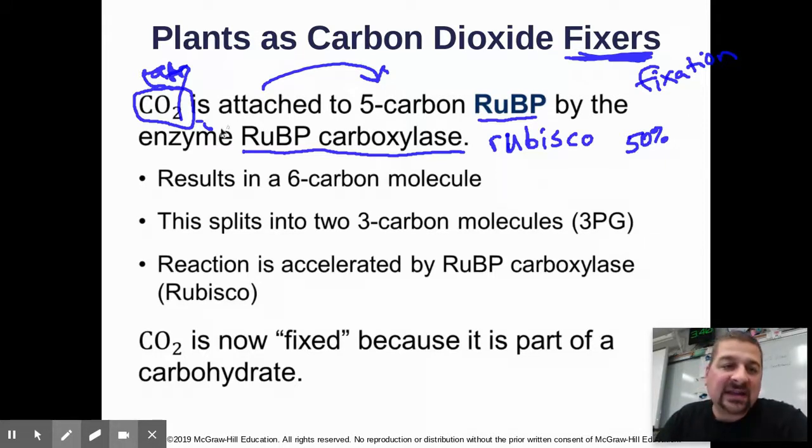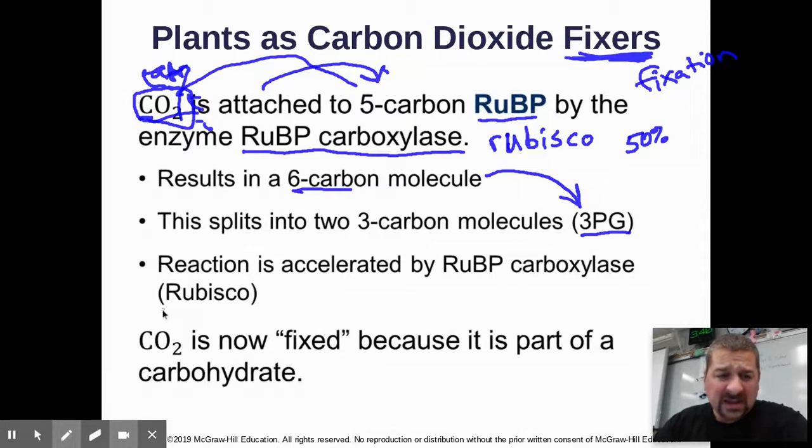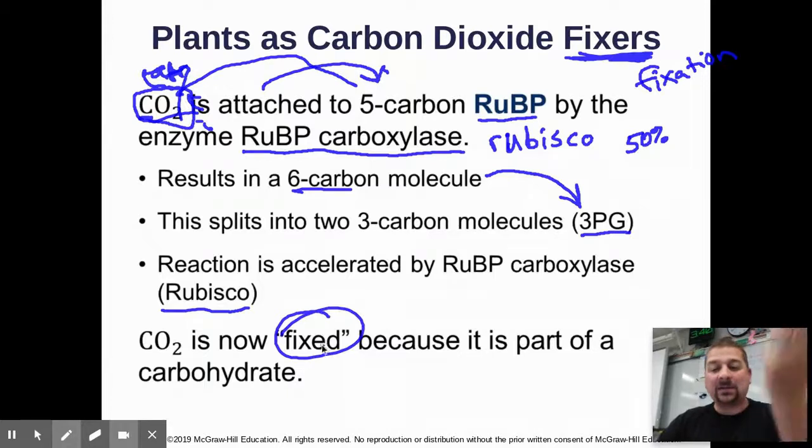So if you take a CO2, which is one carbon, and attach it to a 5-carbon, obviously you're going to get a 6-carbon molecule that immediately splits into two 3-carbon molecules called 3PG, 3-phosphoglycerate. This reaction, again, is sped up by the enzyme Rubisco, and we now say that CO2 is fixed because it's out of the air and part of an organic molecule.